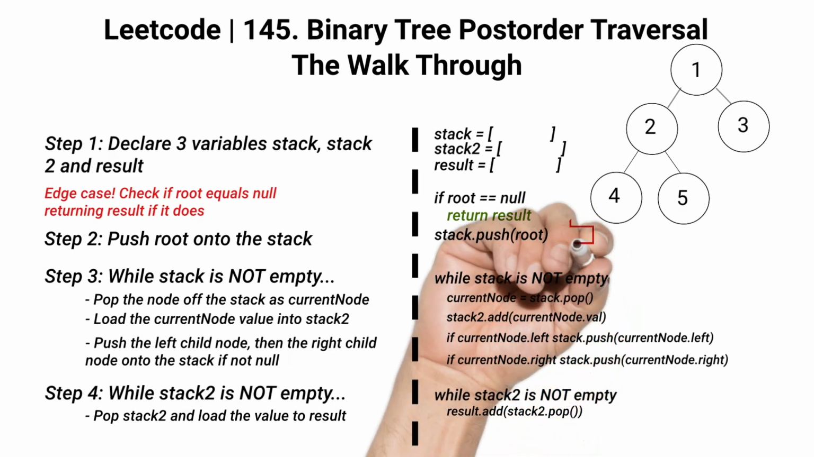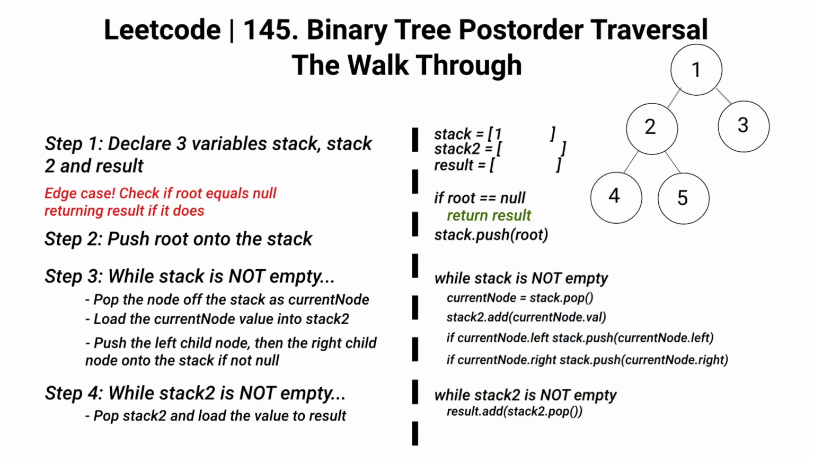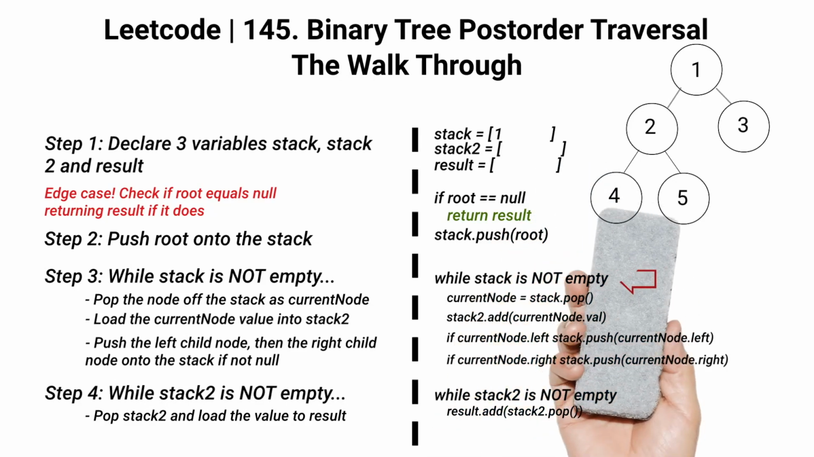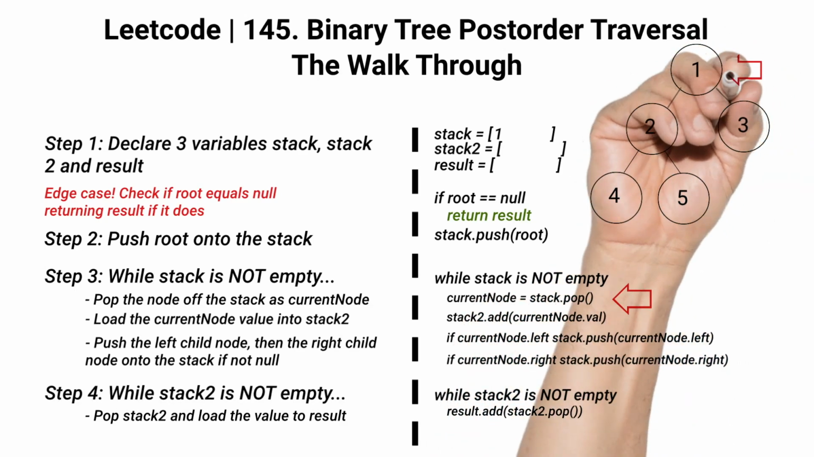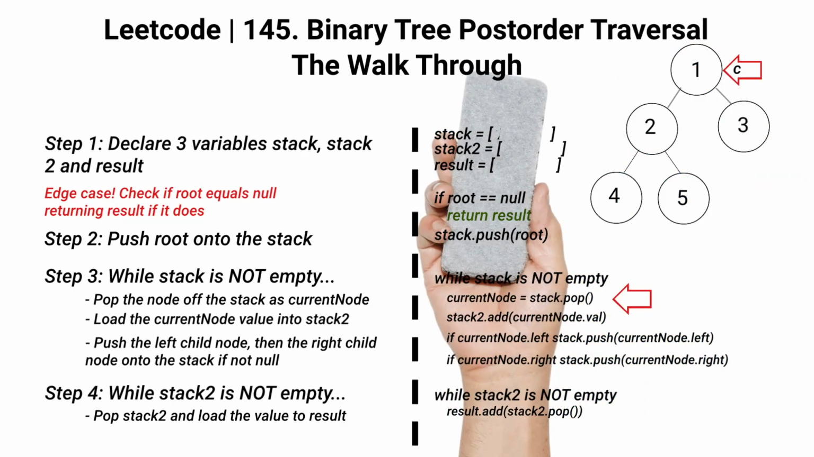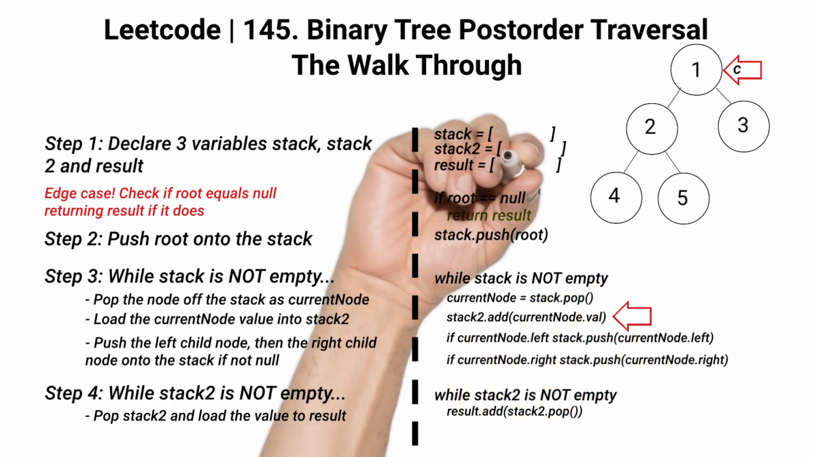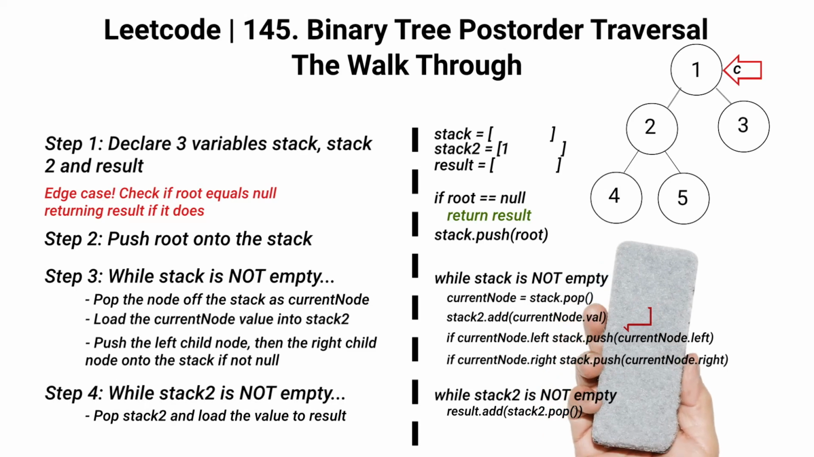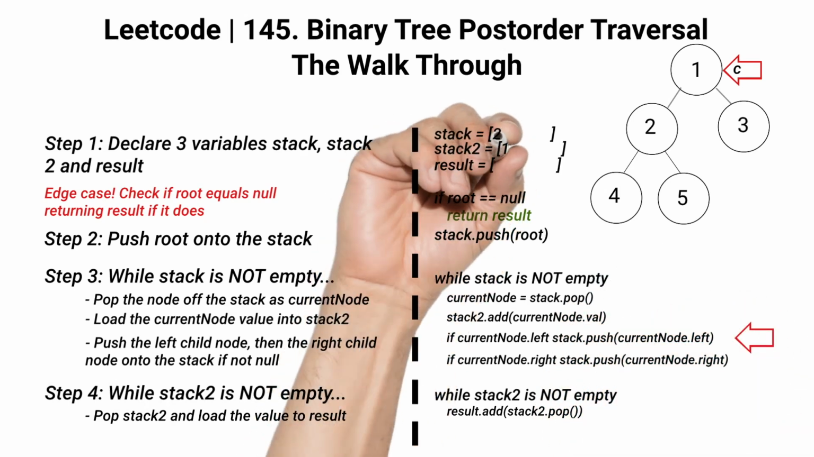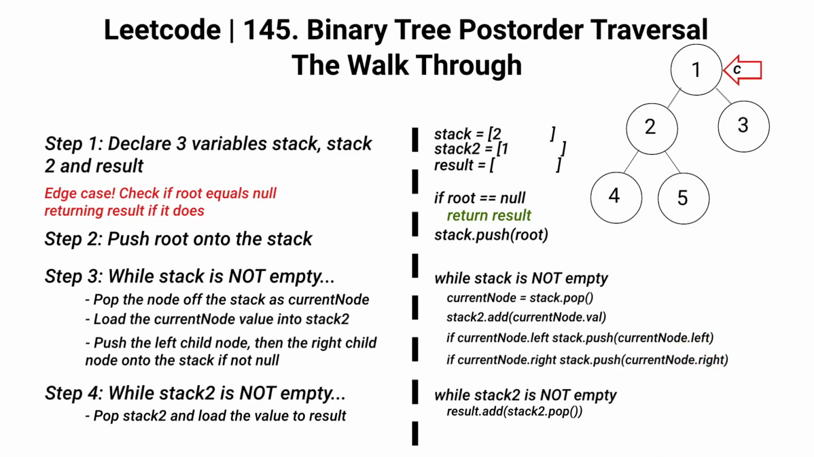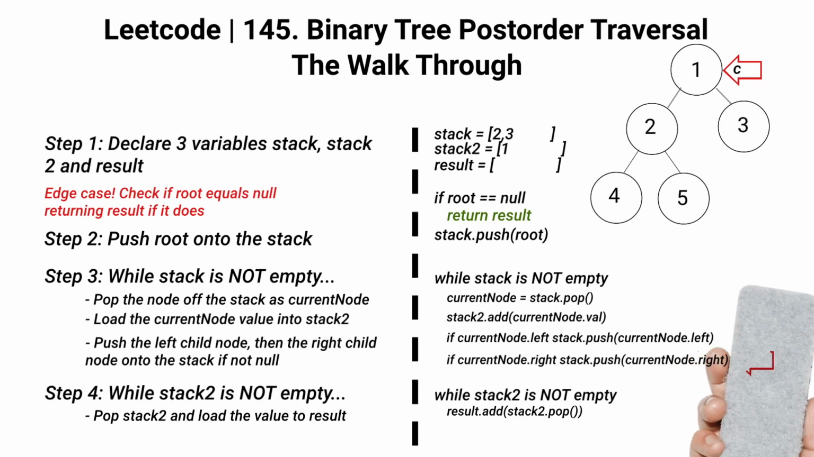So the root is 1, so let's push that to the stack. Then we can see the stack is not empty, so pop the stack, so the current node is now the 1 node. Add 1 to stack 2. We can see that it has a left node, so add the 2 node to the stack. The same with the right node, add the 3 node to the stack.